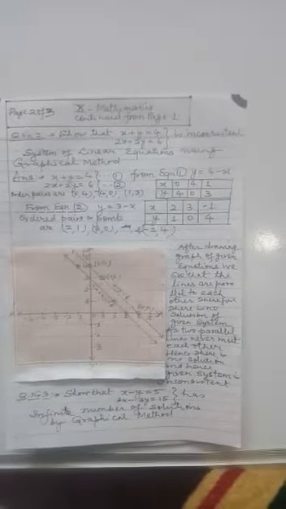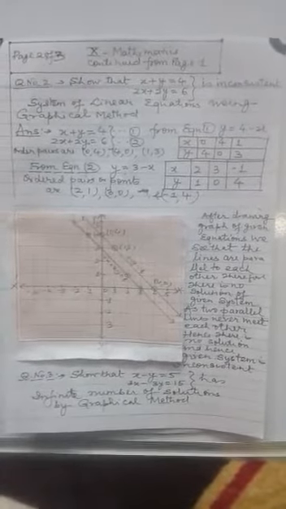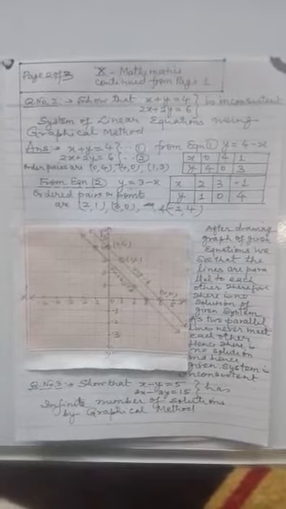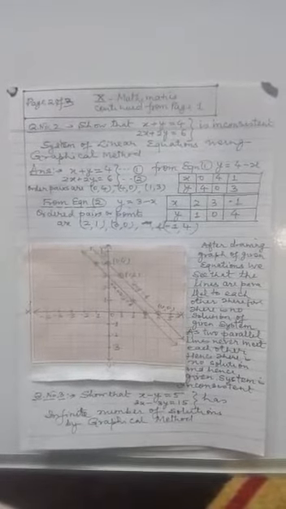From equation 1, y equal to 4 minus x, and the ordered pairs shown are (0, 4), (4, 0), (1, 3) in the table, as well as I have written separately. From equation 2, y equal to 3 minus x. On putting x equal to 2 we get y equal to 1, x equal to 3 we get y equal to 0, and x equal to minus 1 we get y equal to 4.